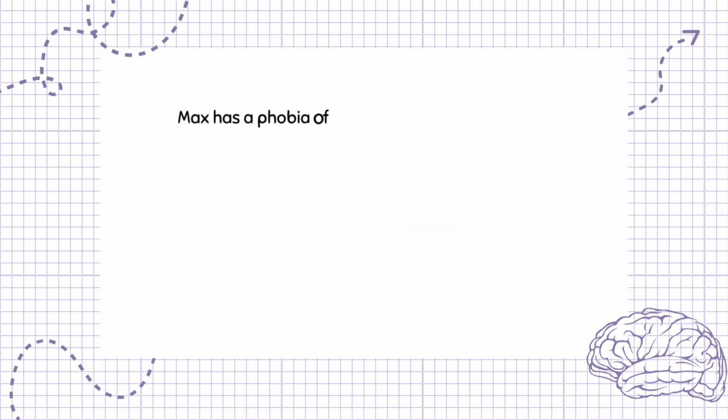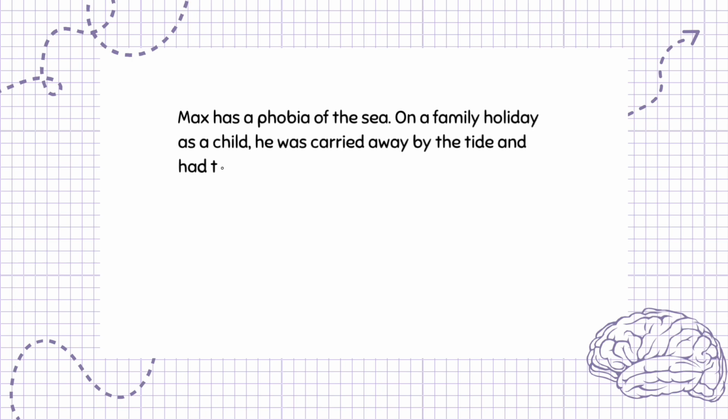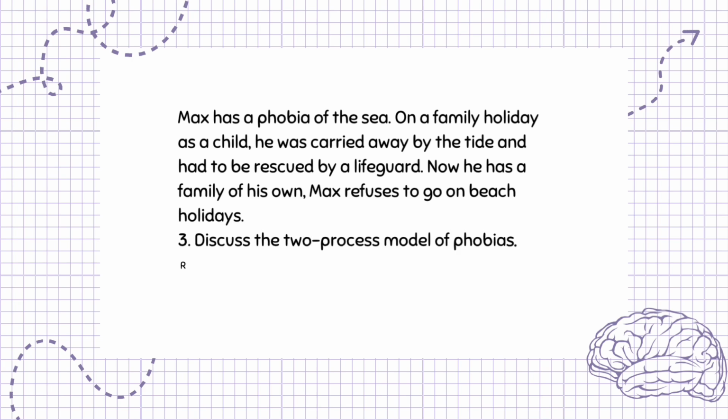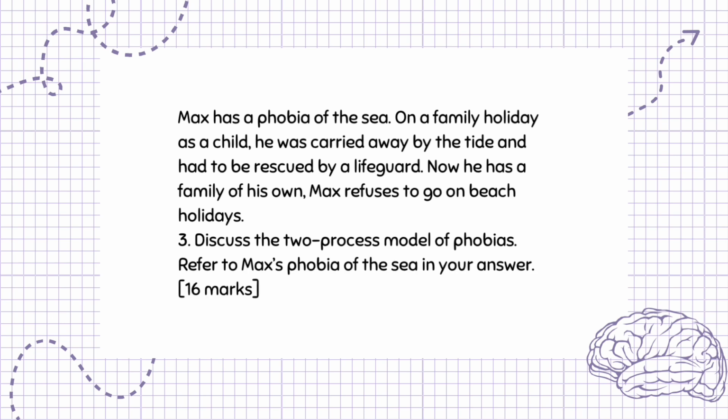Max has a phobia of the sea. On a family holiday as a child, he was carried away by the tide and had to be rescued by a lifeguard. Now he has a family of his own, Max refuses to go on beach holidays. Question 3. Discuss the 2-process model of phobias. Refer to Max's phobia of the sea in your answer. 16 marks.